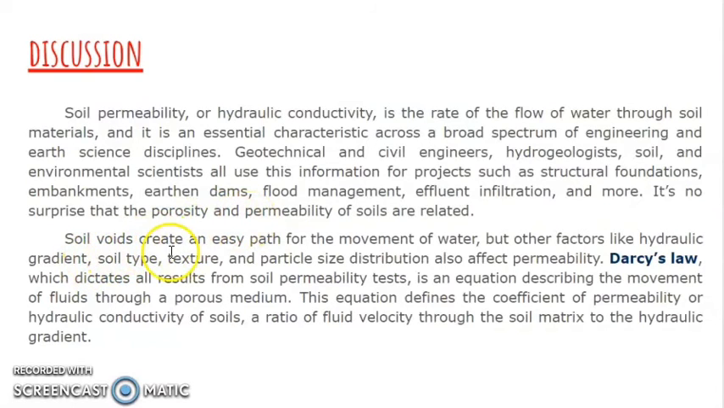It's no surprise that porosity and permeability of soils are related. Soil voids create an easy path for the movement of water, but other factors like hydraulic gradient, soil type, texture, and particle size distribution also affect permeability. Darcy's law, which dictates all results from soil permeability tests, is an equation describing the movement of fluids through a porous medium. This equation defines the coefficient of permeability or hydraulic conductivity of soils, a ratio of fluid velocity through the soil matrix to the hydraulic gradient.